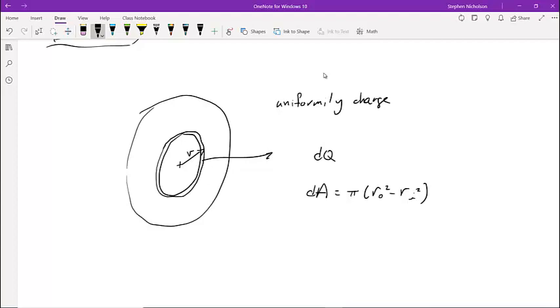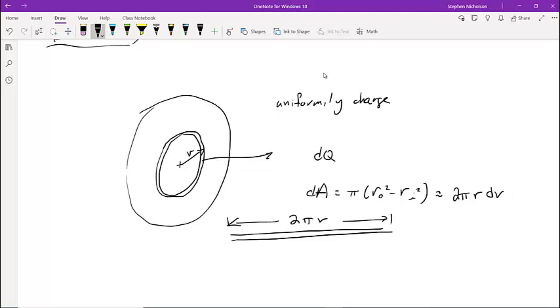But when the distance between the inside and outside of the ring is small, it's approximately equal to 2 pi times the radius, the average radius in the middle, times dr. So basically you're taking this ring and stretching it out into a straight piece. The length is the circumference of the ring, and the thickness is dr. So it's 2 pi r times dr. Okay, so that's the area.